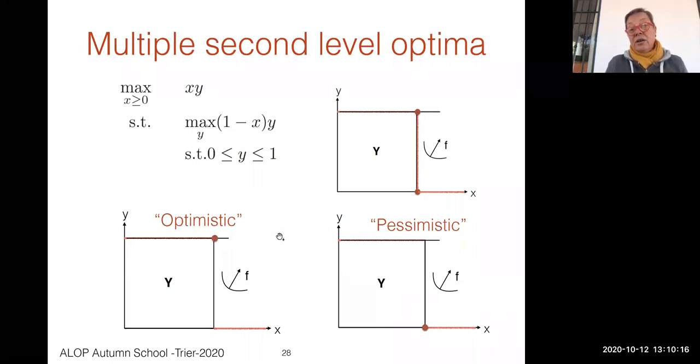But there is the other option, which is the pessimistic option. The pessimistic option is that in case of multiple optimal second level solutions, the one that will be chosen is the one that is the least favorable for the leader. And in this case, this would be the solution here.